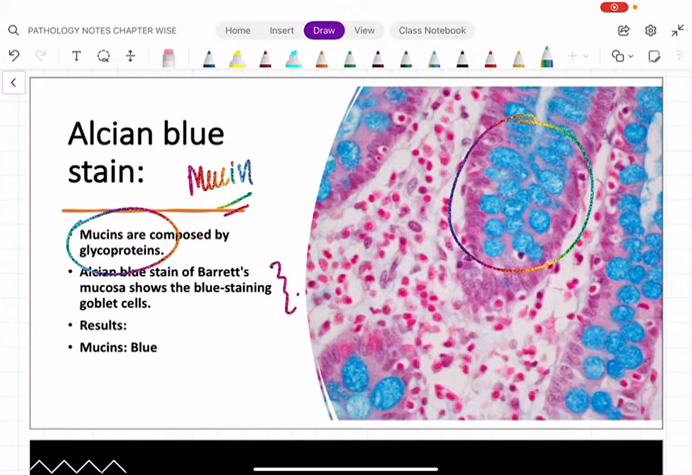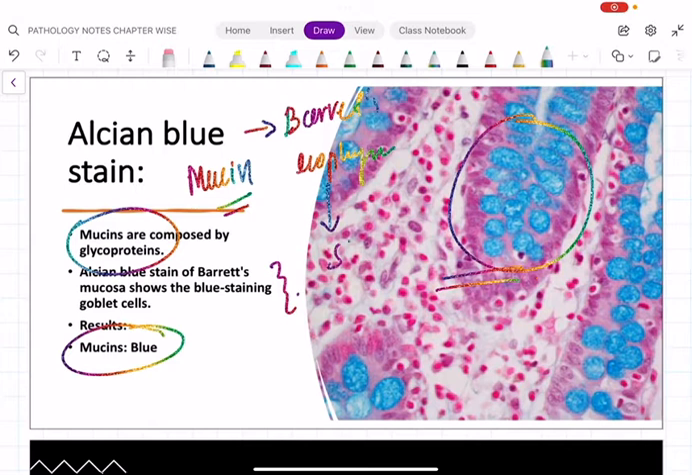Usually the esophagus does not have goblet cells. Goblet cells are not present in the esophagus, but as a result of the metaplasia in Barrett's esophagus, there will be presence of goblet cells, which are filled with mucus or mucin, which are glycoproteins, and they will stain positive with the Alcian blue stain. The mucins are stained blue, which is why it is called the Alcian blue stain. Alcian blue is the stain of choice in Barrett's esophagus. I hope it is clear for you.